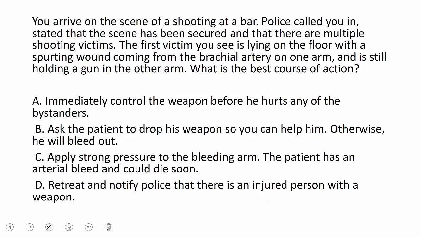Probably not, because it's not going to be safe if they don't comply. Apply strong pressure to the bleeding arm. Well, yeah, you would do this, but in the primary assessment, we're still in scene survey. And D, retreat and notify police there's an injured person with a weapon. I think D's the best answer here, because it's addressing the scene safety aspect of it. You need to get police involved, and you need to get out of there because your safety is at risk.